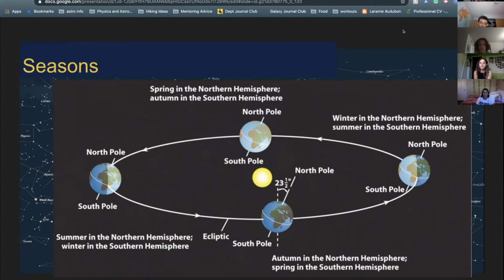The one time where all hemispheres are experiencing the same thing, or both hemispheres, there's only two, is during those equinoxes. So the spring and autumn equinox, or the vernal and autumnal equinox, is when everywhere on Earth, so that degree of tilt doesn't really matter, experiences 12 hours of sun and 12 hours of dark.